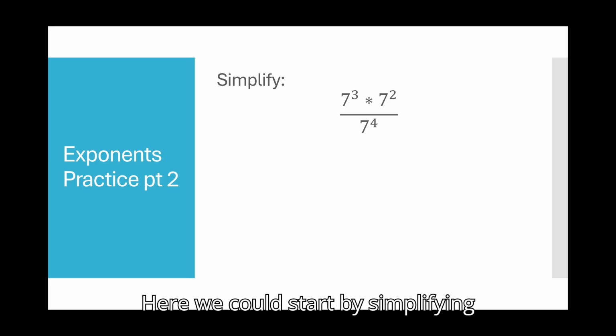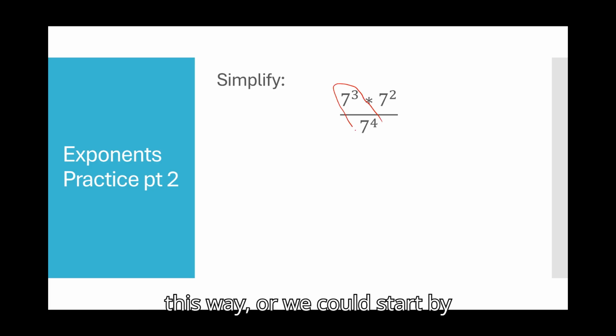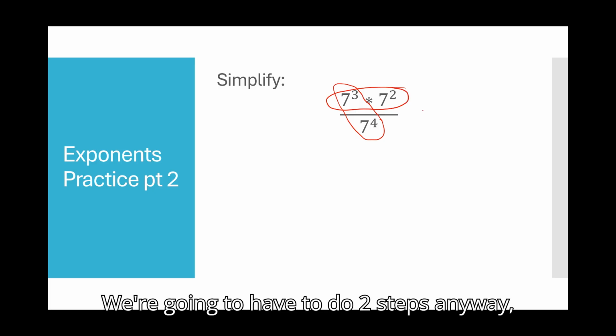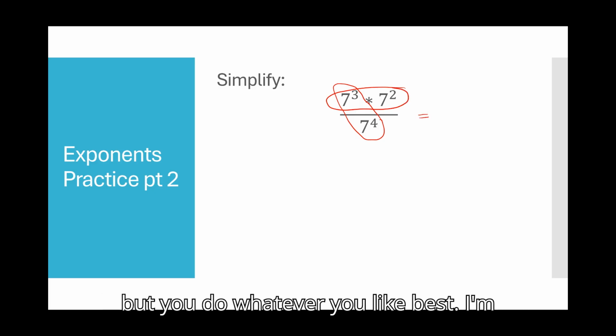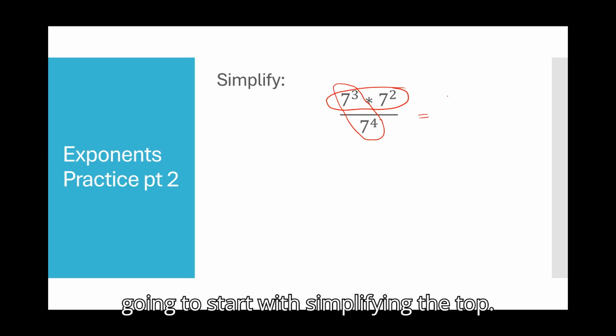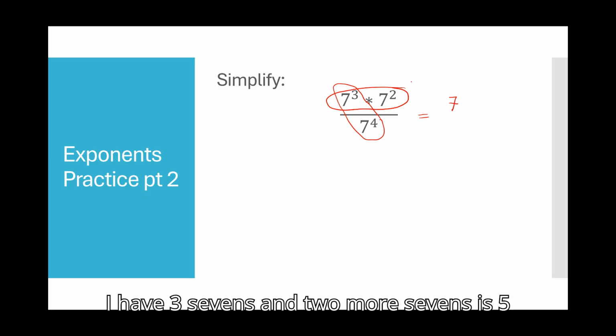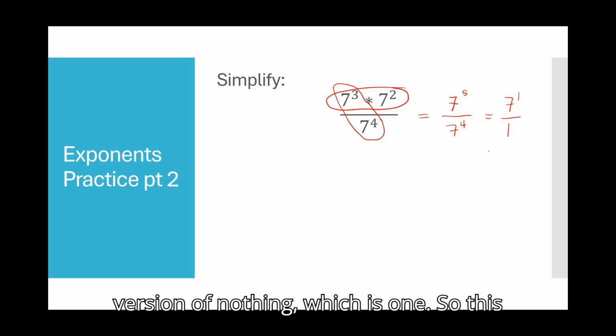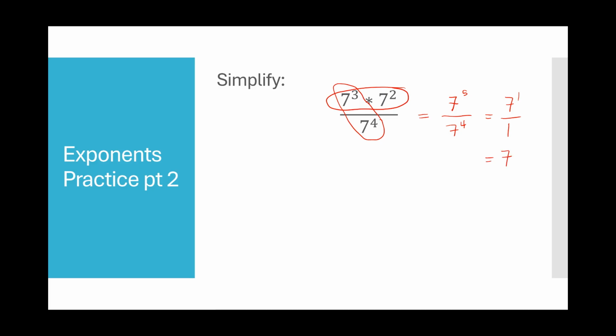Here, we could start by simplifying this way, or we could start by simplifying this way. It doesn't matter. We're going to have to do 2 steps anyway, but you do whatever you like best. I'm going to start with simplifying the top. I have 3 7s and 2 more 7s is 5 7s. On the bottom, I have 4 7s. So 4 of these are going to cancel out 4 of these, and I will have only 1 left over, and the rest is nothing, the multiplication version of nothing, which is 1. So this is really just 7.